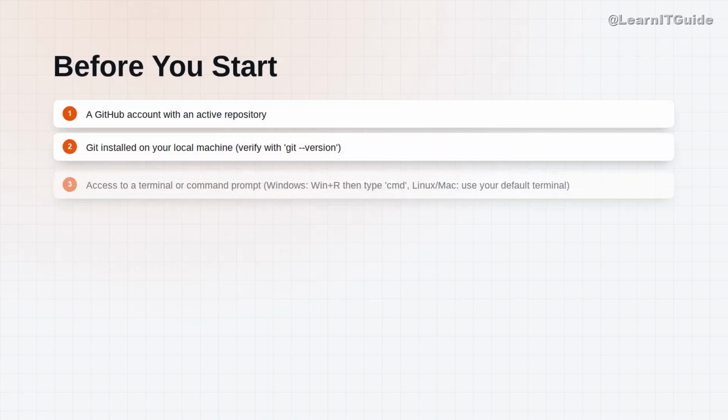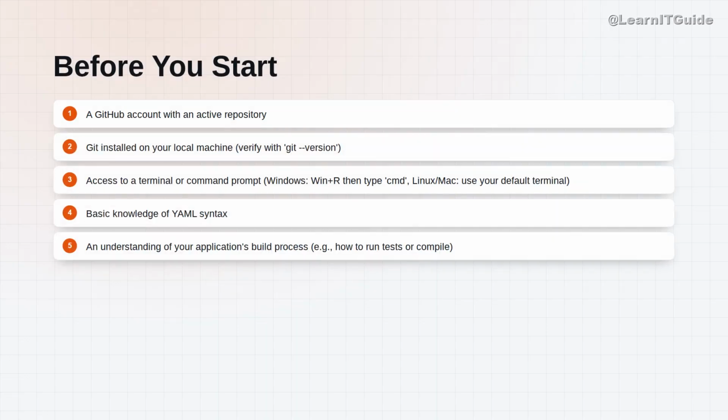Before we start, you need a few things. First, you must have a GitHub account and at least one repository. You also need Git installed locally. Verify this by running git version in your terminal. For those on Windows, press the Windows key plus R, then type cmd to open your prompt. Mac and Linux users can just open their terminal. You also need to know basic YAML, as that is the language of our workflows, and you should know the specific commands to build or test your application manually. Take a moment to review each point shown on screen.